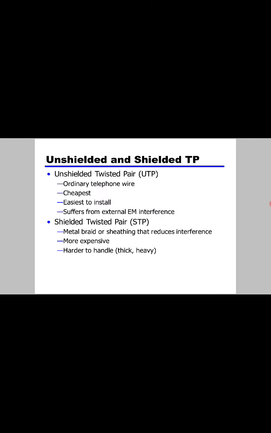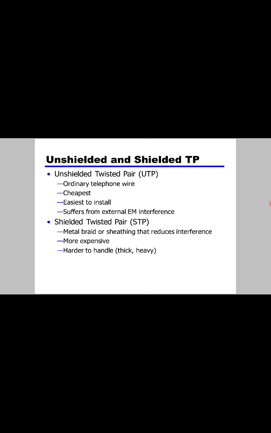So, unshielded and shielded twisted pairs. Again, twisted pairs are of two types. Unshielded twisted pairs, also called UTP. Unshielded means there is no shield to cover the cable. Twisted pair means ordinary telephone wires. They are cheapest, easiest to install, and suffer from external interference.